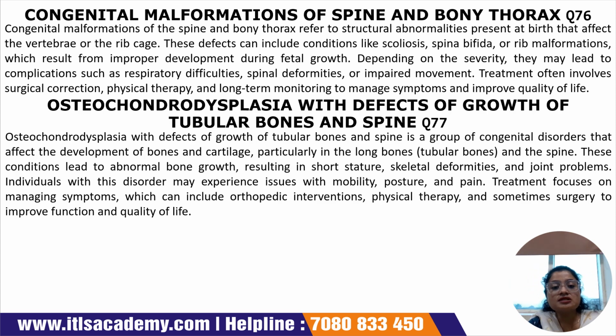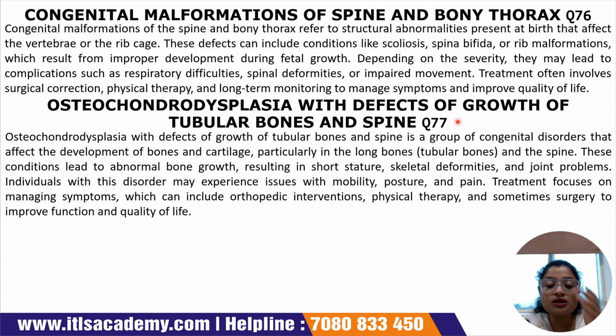Moving on to the next important subcode that we need to talk about, that is Q76, which corresponds to congenital malformations of spine and bony thorax. So they again refer to structural abnormalities present at birth that affect the vertebrae or the rib cage. These defects can include conditions like scoliosis, spina bifida, or rib malformations, which result from improper development during fetal growth. Depending on the severity, they may lead to complications such as respiratory difficulties, spinal deformities, or impaired movement. Treatment often involves surgical correction, physical therapy, and long-term monitoring to manage symptoms and improve quality of life.